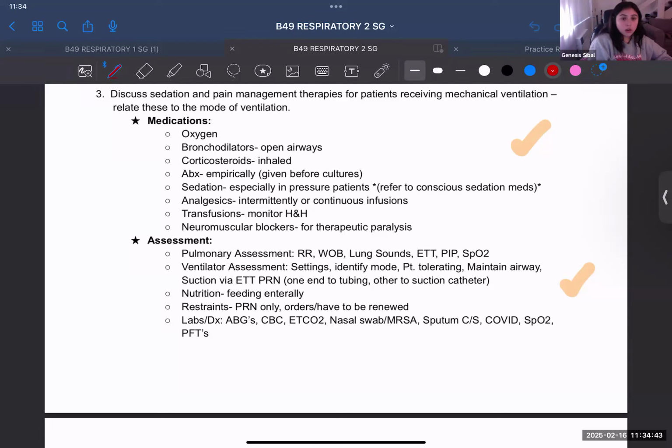Analgesics, right, to make sure that they're not going against the vent, that they feel comfortable, right? It's not normal to have something in your airway. Transfusions, hemoglobin, if they're bleeding, if there's any type of issue. Neuromuscular blockers, again, for paralysis. Paralysis decreases the O2 demand and how you're working. When we talk about the hemoglobin shift, remember, we're kind of helping out with that and making sure they're not overworking. So I hope that makes sense for that.